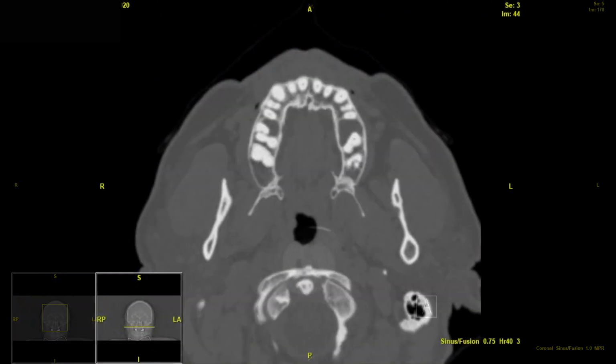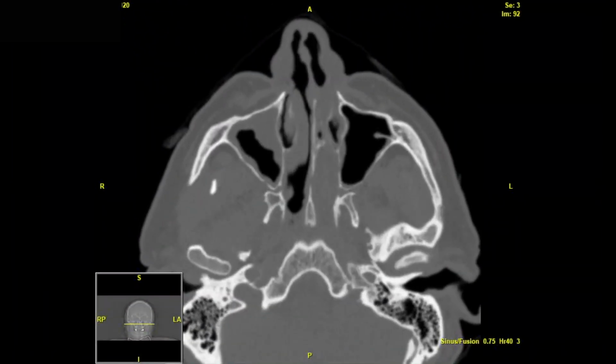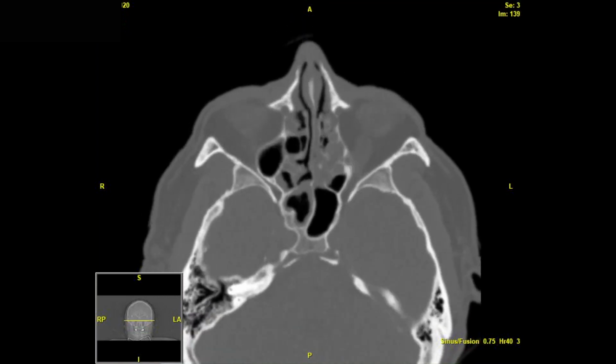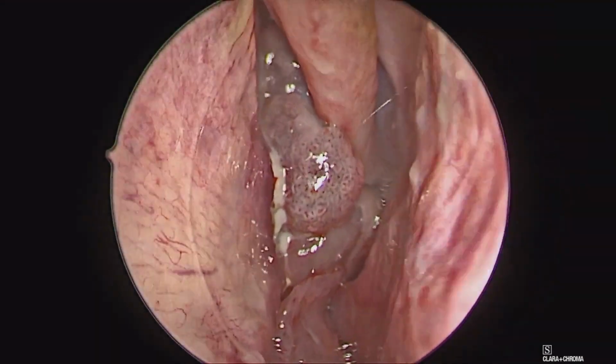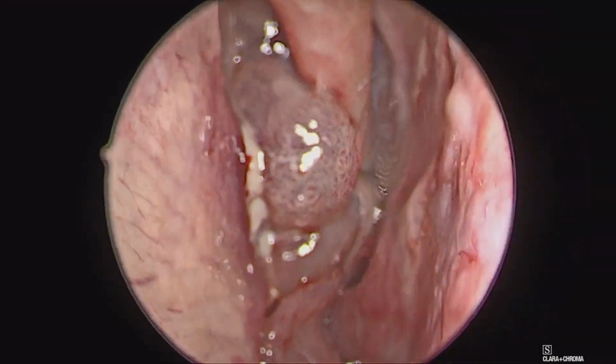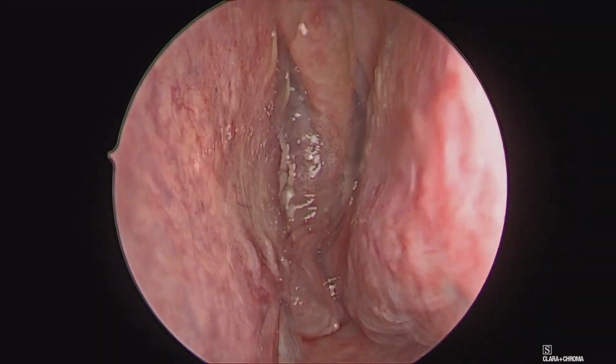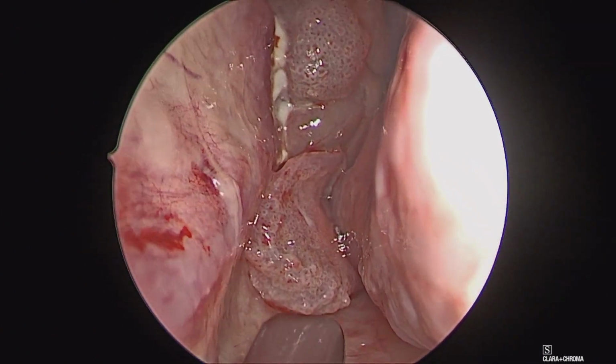And then here's the patient's corresponding axial CT scan, once again demonstrating the left-sided sinonasal tumor. At the outset of the case, you'll see that we are identifying the tumor here. It has quite a papillomatous attachment filling the majority of the left-sided nasal cavity.